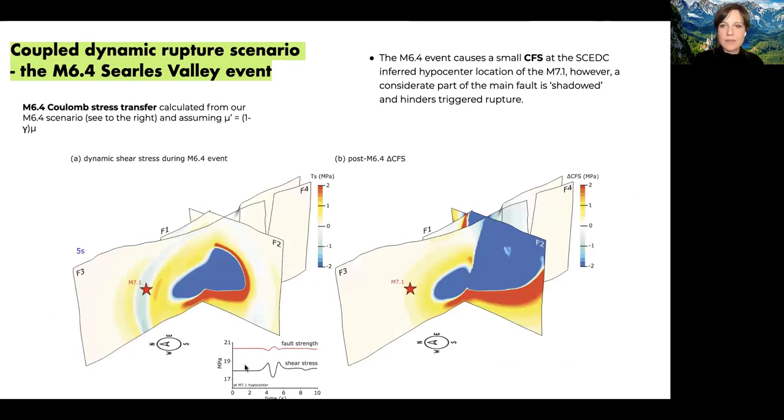Interestingly, the 6.4 event causes a small Coulomb stress change at the inferred hypocenter location of the 7.1 event. However, considered parts of the main fault are stress shadowed, which is hindering triggered rupture. As we can see in this little inset at the bottom, which is a time series located at the M7.1 hypocenter, fault strength, which is affected by normal stress changes, and shear stress loading, affected by dynamic and static stress interaction, are not matched, so there's no instantaneous dynamic triggering. In fact, we find that there's additional loading of around 3 megapascal necessary to nucleate the 7.1 event.